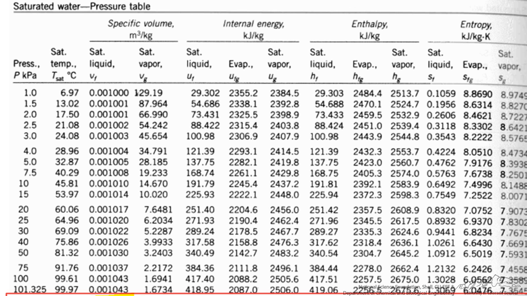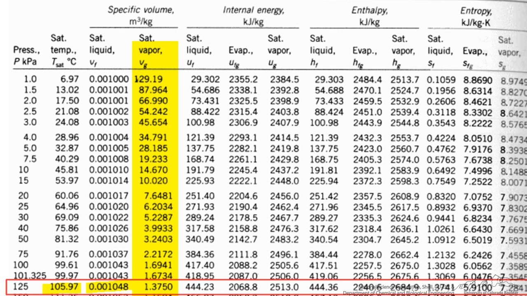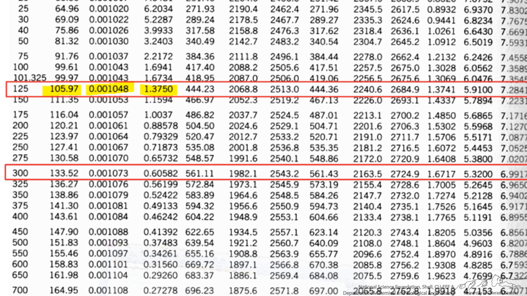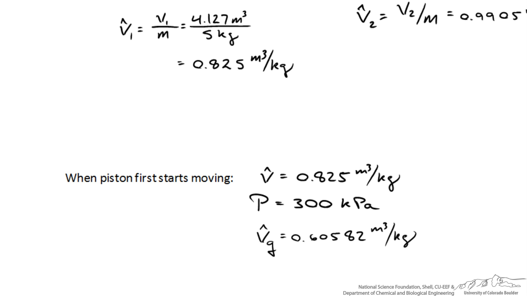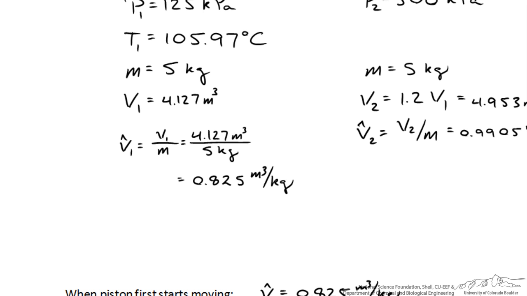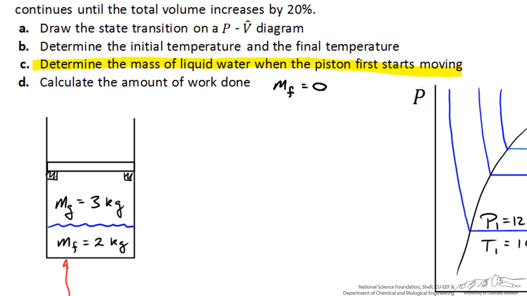So we want to figure out, is this specific volume greater than the specific volume of saturated vapor? So we come back to the saturated water pressure table, and we'll look for a pressure of 300 kilopascal, and this column here is the saturated vapor column. So let's scroll down till we hit 300 kilopascal. And the specific volume of the saturated vapor in this case is about 0.6 cubic meters per kilogram. Before the piston even starts moving, our specific volume is bigger than the specific volume of the saturated vapor. So that means before it even starts moving, the system is in a superheated vapor condition. So to answer the question, how much water is remaining? In that case, there is no liquid water remaining once the piston first starts moving.